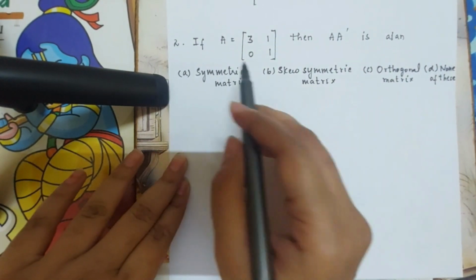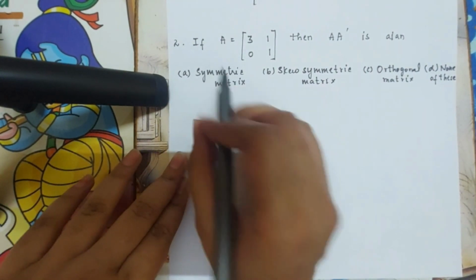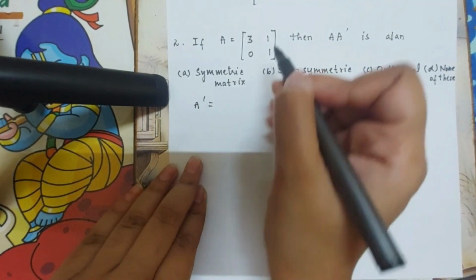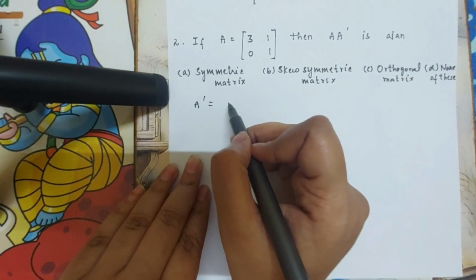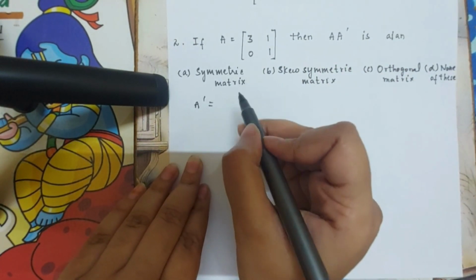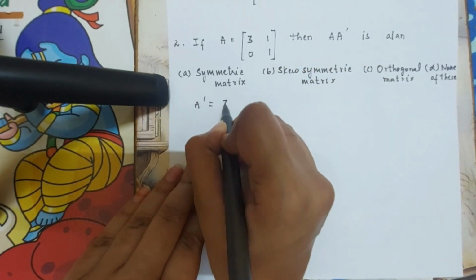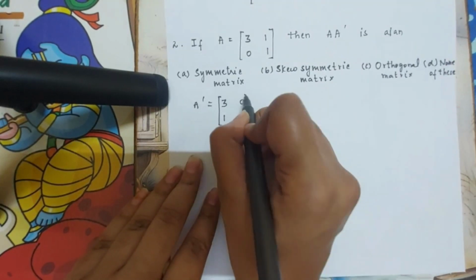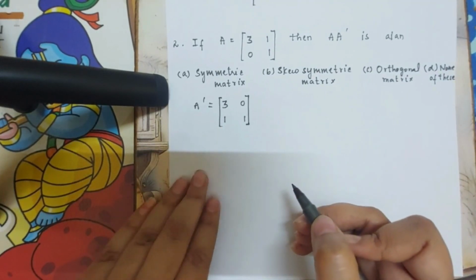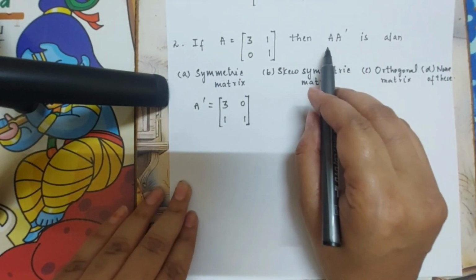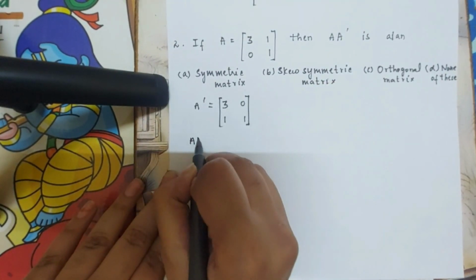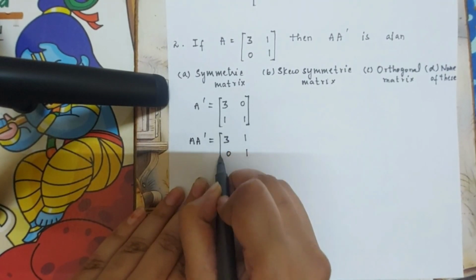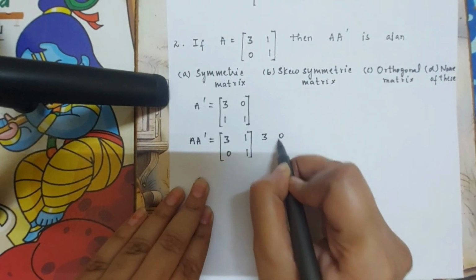Now if I can see, we are already given matrix A. So I'll be able to write A dash as, see, A dash is the transpose of matrix A. So I'll be getting A dash by interchanging rows with columns and columns with rows. So I'll be able to write A dash as [3, 0; 1, 1]. So what is the next thing that we are supposed to do? We should multiply matrix A with A dash. So A times A dash will be equal to [3, 1; 0, 1] multiplied with [3, 0; 1, 1].